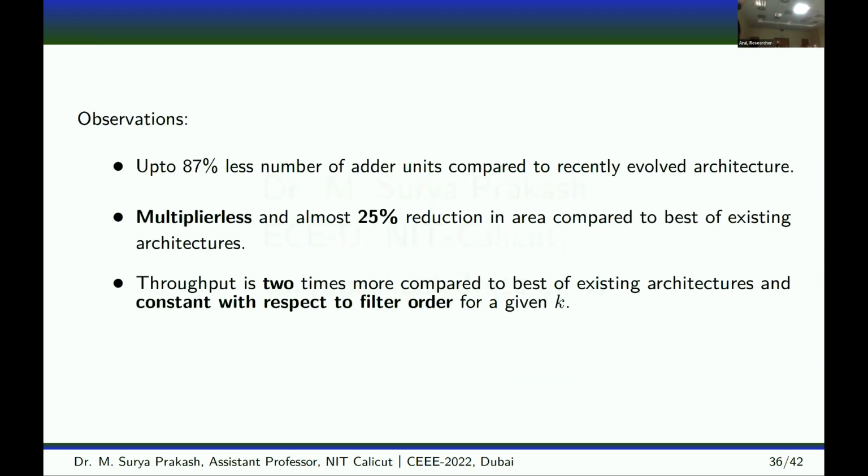And after implementation, our summary is that our proposed implementation is able to take 87% fewer adder units compared to the existing implementation. And because this is using the distributed arithmetic scheme, it is basically a multiplier-less implementation. So that's the reason it is completely avoiding the usage of hardware multipliers. And there is almost 25% reduction in chip area. And in terms of throughput, the throughput is 2 times more than the best existing architecture and almost constant with respect to filter order.